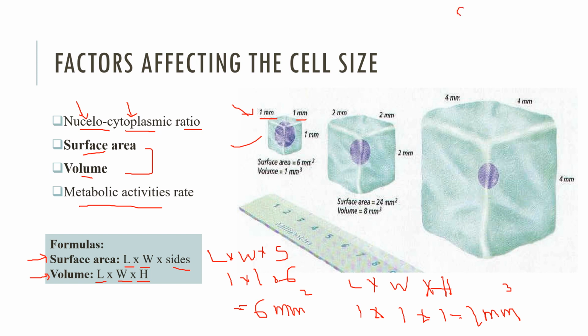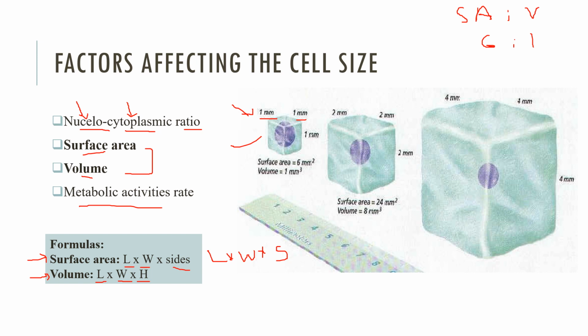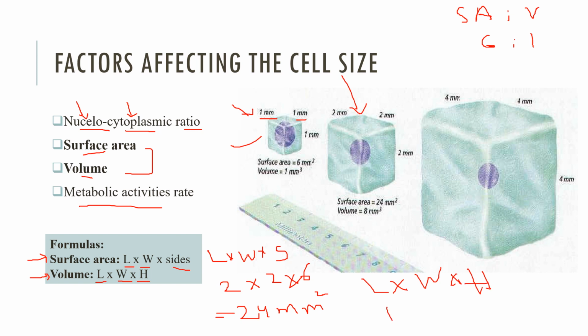So here the surface area to volume ratio is 6:1. Now if we take another diagram, here all sides are 2 millimeter. So this is 2 multiplied by 6. The answer is 2 2s are 12, 12 2s are 24, so 24 millimeter square. And for the volume, length, width and height, 2, 2 and 2, this is 8 millimeter cube. So for the second diagram, surface area to volume is 24 and 8, and after simplification it is 3:1.